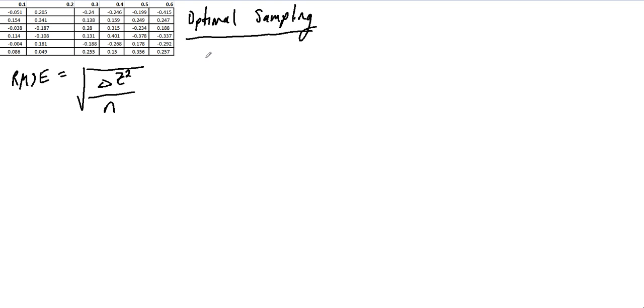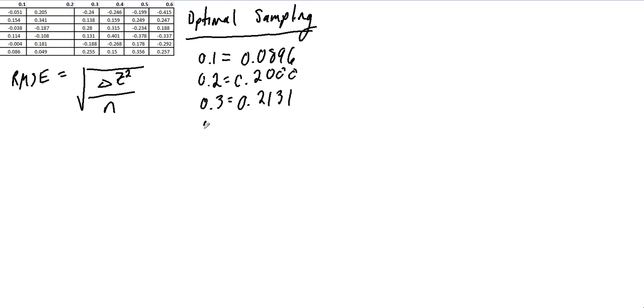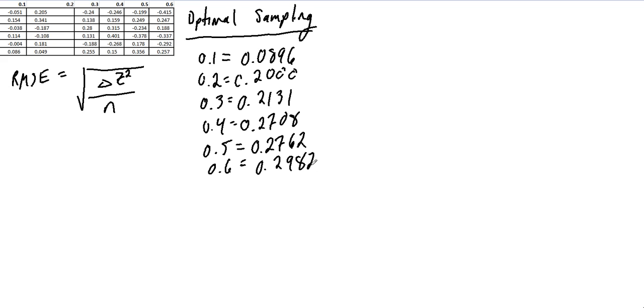So when I go through and calculate, I find that for 0.1 the average is 0.0896, and 0.2 is 0.2000, 0.3 is 0.2131, and 0.4 is 0.2708, and 0.5 is 0.2762, and 0.6 is 0.2982.